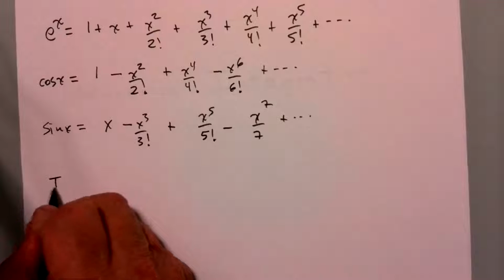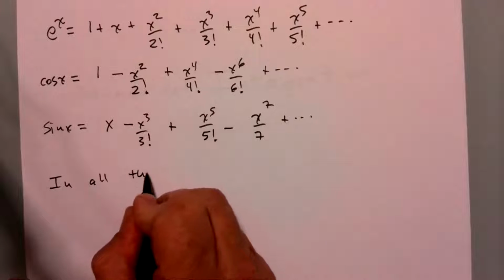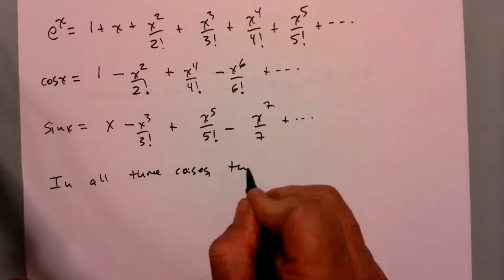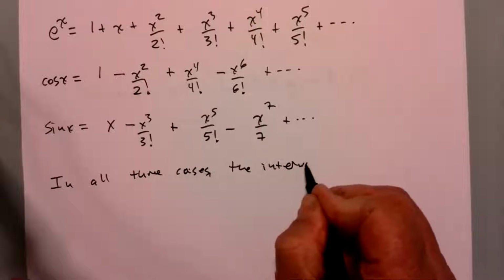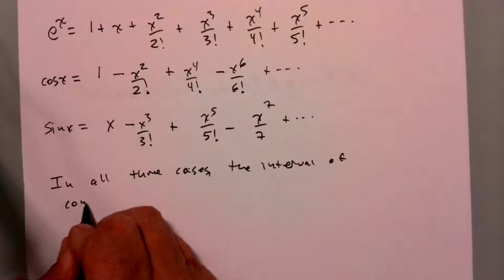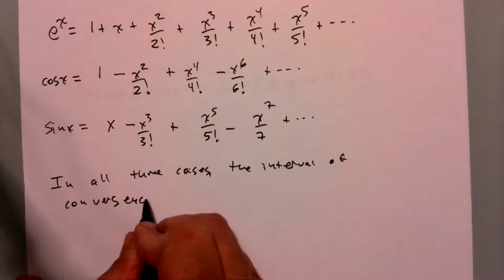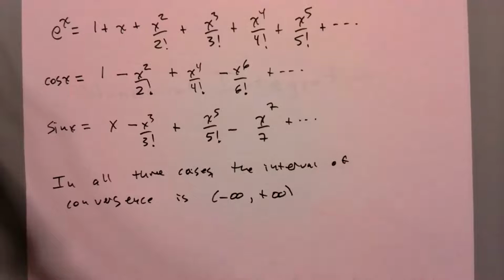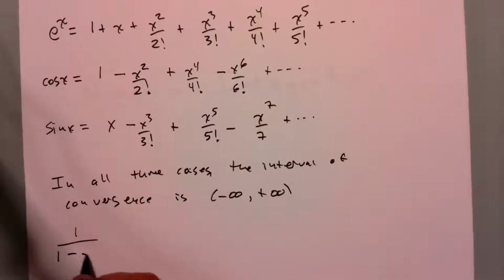In all three of these cases, the interval of convergence is all real numbers. So that's kind of nice. It extends well, minus infinity to plus infinity. So these are our favorite Taylor series centered at 0, also known as Maclaurin series. But we can look at natural log of x centered at 1. We can look at inverse tangent of x. We can look at 1 over 1 minus x. Maybe that's a good one to look at.